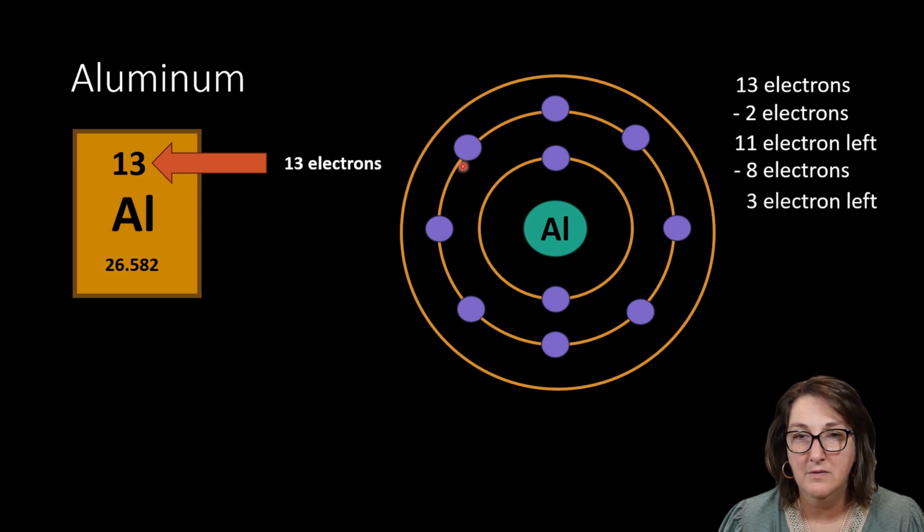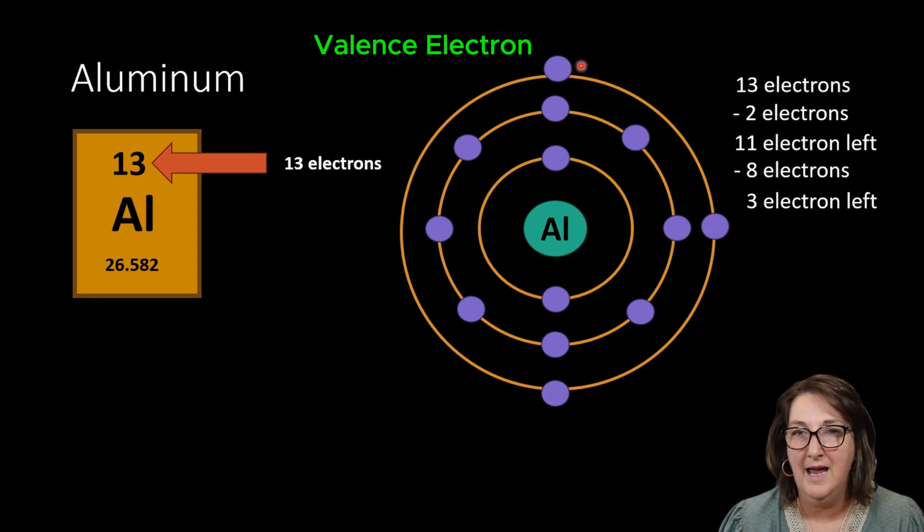I cannot put those 3 in the second ring because I have it filled now with my 8. So those 3 will go in that outermost level. We also call the electrons in the outermost level valence electrons. We're going to talk about that more in a second. But this is telling me how many electrons I have in this outermost ring, outermost shell.